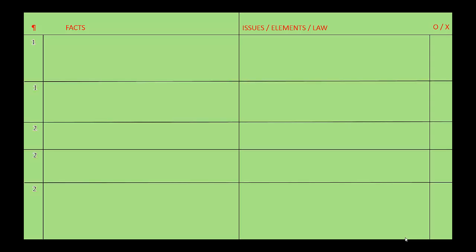The ones and the twos represent which paragraph the fact patterns are coming from. So we're going to break our paragraphs up by sentence and draw a line after each one. This keeps us organized as well. So what we're going to be working with is the first torts essay.